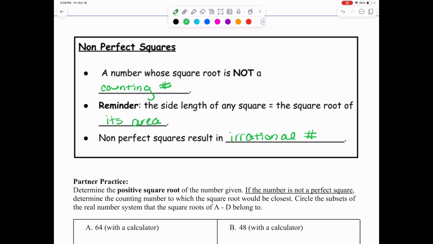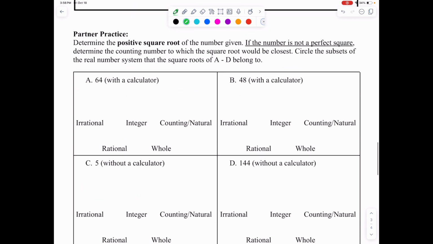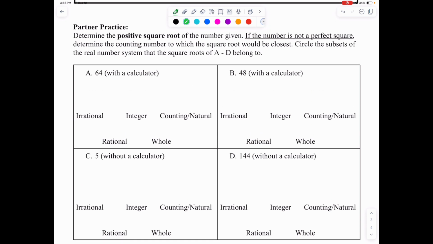So using that information, I want you to pause this video and try the practice activity. Determine the positive square root of the number given. If the number is not a perfect square, determine the counting number to which the square root would be closest. And you're going to circle the subsets of the real number system that the square roots of A through D belong to. So we're going to do this without necessarily using a calculator the whole time. You need to follow the directions that are inside the box.